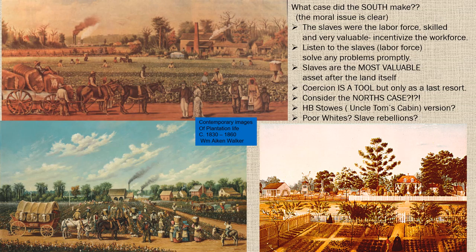Martin Van Buren has to deal with Indian removal. That began under Jackson. Jackson got it all set up. But then it's Martin Van Buren who actually had to do it. He had to execute that policy. And that gave him a really, really bad name. And so Martin Van Buren emerges as one of the worst presidents we've ever had.